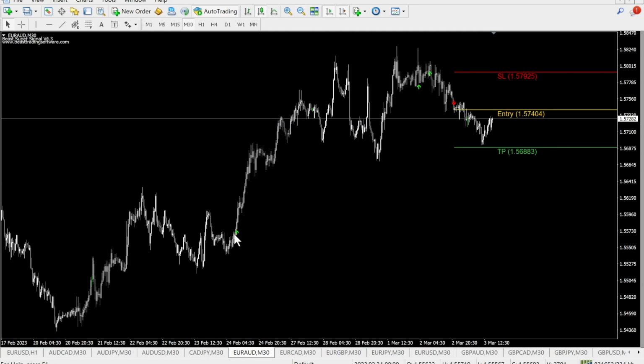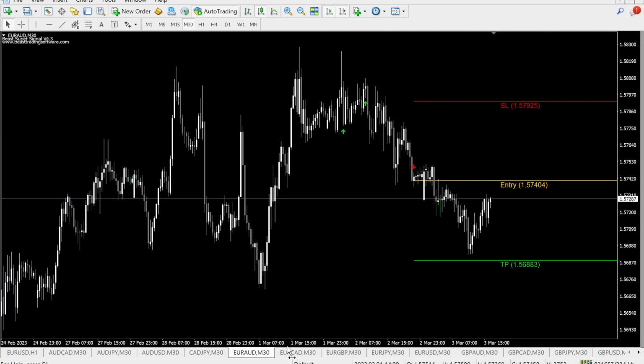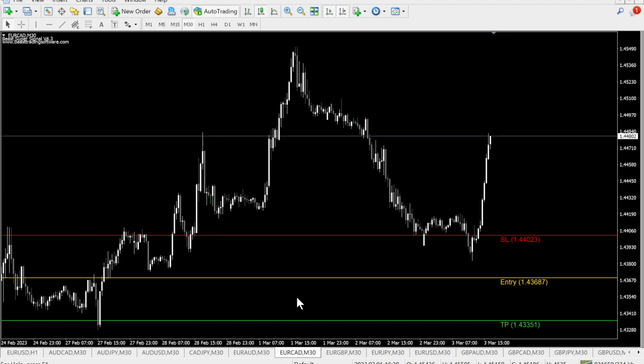So last week we had a very good buy signal here. That was a win as well. So this pair has done pretty well as well. Then moving on to the euro and Canadian dollar. Nothing, doesn't look like anything this week.